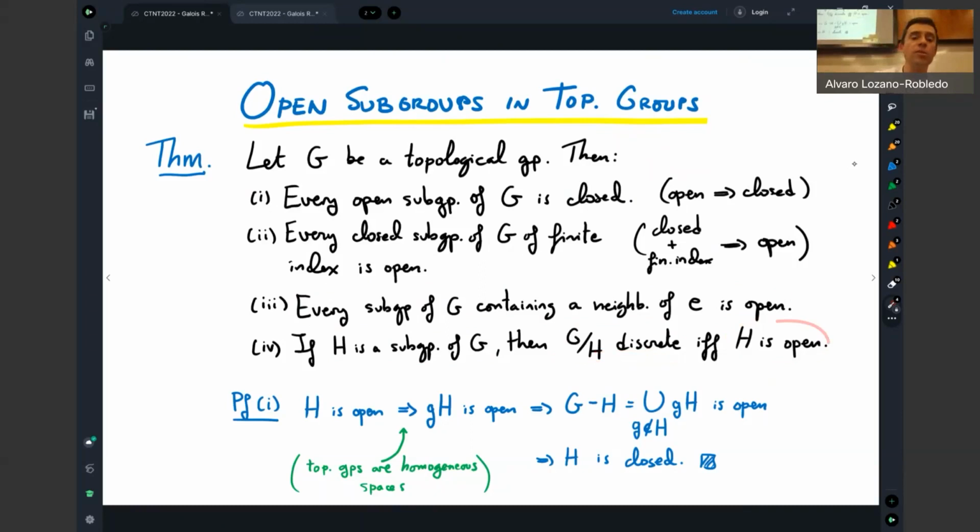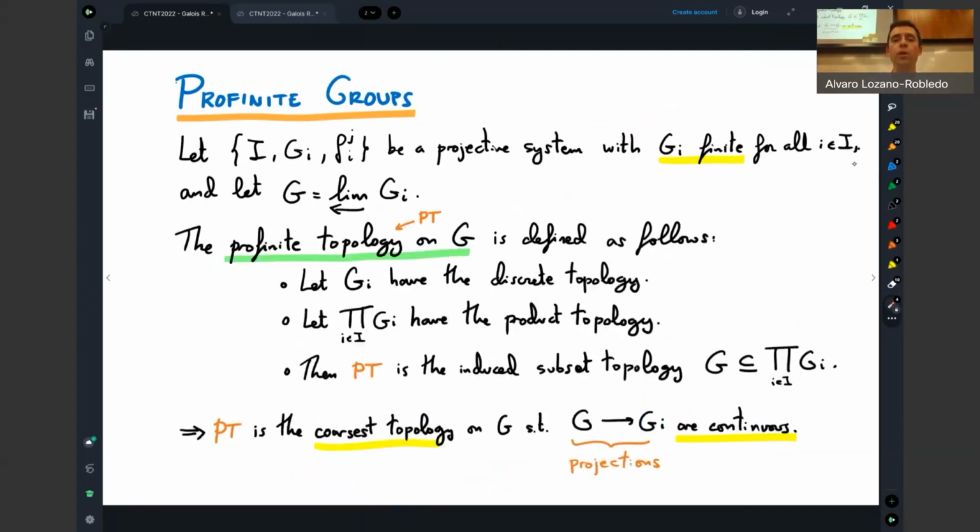So these properties happen just to be very useful all the time. So I just wanted to mention those. All right, so what about profinite groups? What topology are we going to put on them?